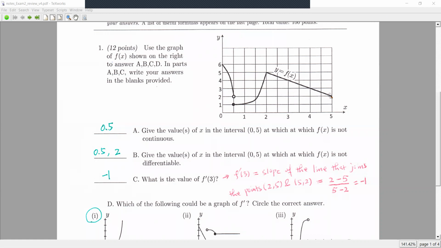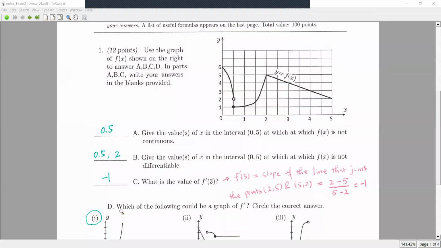Because we know 2 points on this line, we can tell the slope of this line by the slope formula. Slope formula, y2 minus y1 over x2 minus x1. So the slope of the line is -1. The answer to question C is -1. Question D. Which of the following could be a graph of the derivative of f?